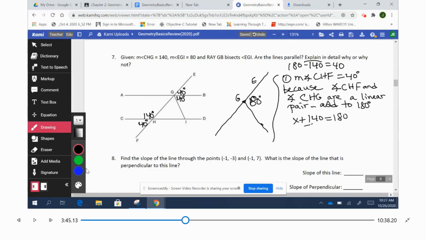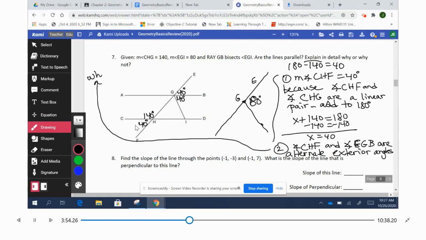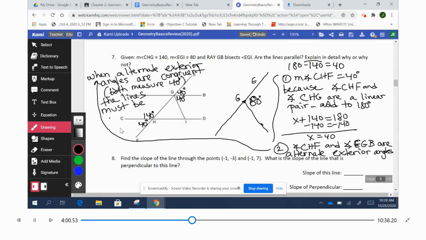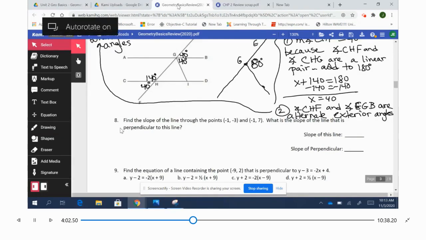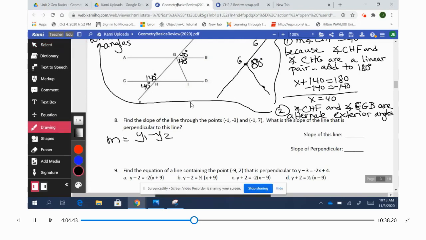Okay, now I'm getting into the fact that this straight angle here is split into two angles which make a linear pair. Okay, so we got 40 down here. Okay, CHF and EGB are alternate exterior angles. Okay, and when alternate exterior angles are congruent, the lines must be parallel. So the answer is yes, they were parallel.